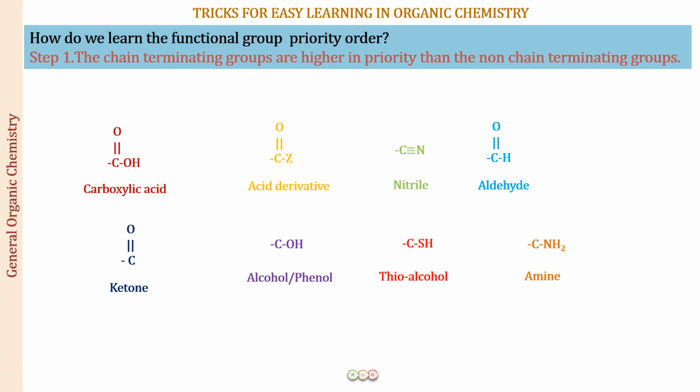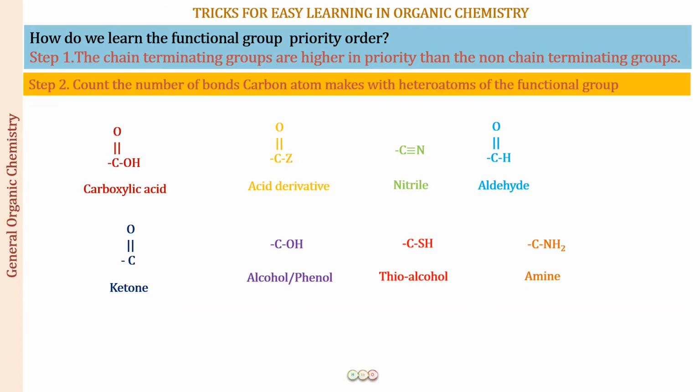Now, the question becomes: if we are going to have two or more of the chain terminating groups together, then which is going to be higher in priority? Or if we have two or more non-chain terminating groups together in the name of the compound, how do we remember which is going to be the principal functional group? So the next step that you have to remember is that you have to count the number of bonds the carbon atom is making with the hetero atoms of the functional group, except for the bonds which it is making with carbon or hydrogen.